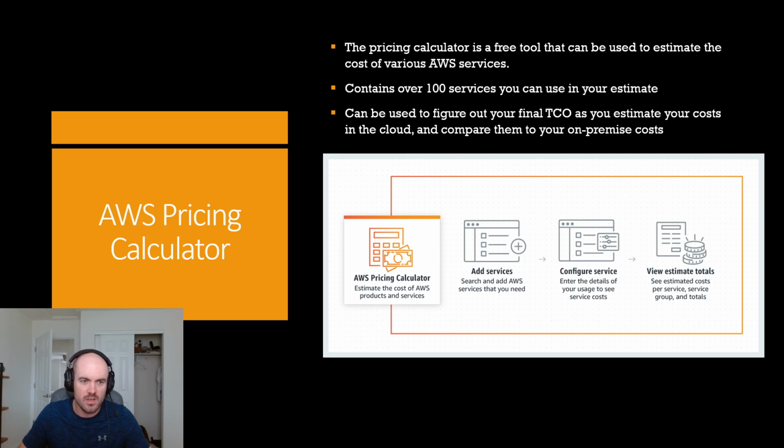Okay, so the AWS pricing calculator is a free tool that can be used to estimate the cost of various AWS services. All right. And it contains over 100 of the most commonly used and popular services that you can throw into your estimate and build out. And we talked about TCO earlier, right? The total cost of ownership. This pricing calculator can be used to compare and contrast your TCO versus your cloud costs.